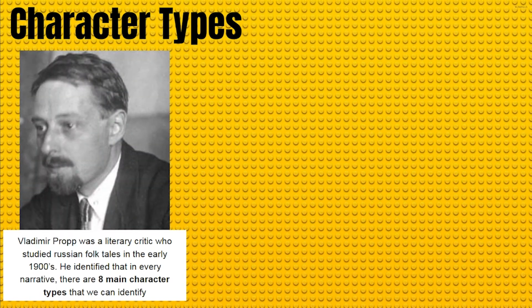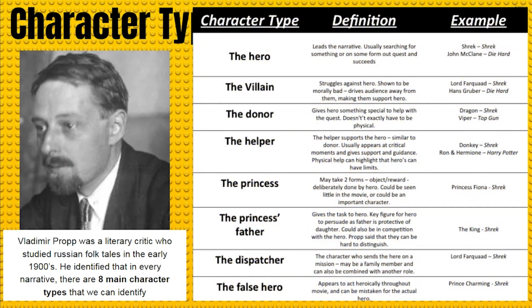Now, this guy, Vladimir Propp, suggested that there are in actual fact 8 character types that we can identify in every narrative, and you can see them very clearly here. So take a pause and make notes on each character, as they will come in handy when you are analysing the Lego posters a bit later on.